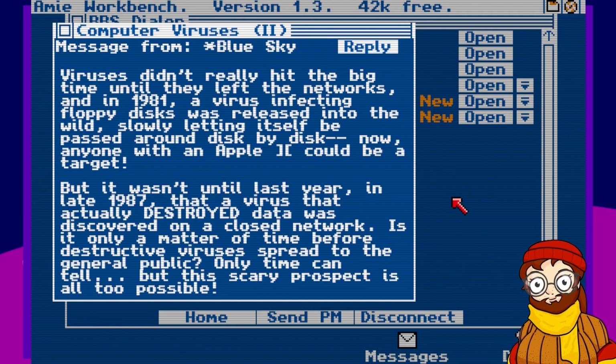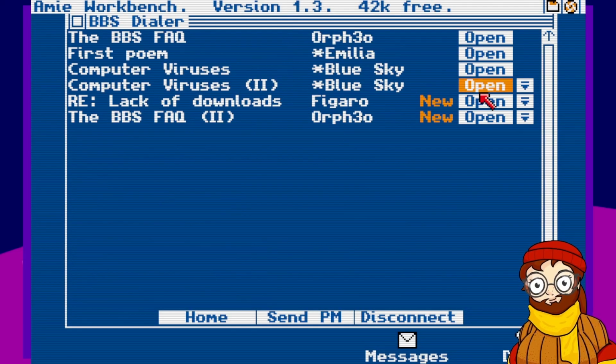Message from Blue Sky. Viruses didn't really hit the big time until they left the networks, and in 1981, a virus infecting floppy disks was released into the wild, slowly letting itself be passed around disk by disk. Now anyone with an Apple II could be a target. But it wasn't until last year in late 1987 that a virus that actually destroyed data was discovered on a closed network. Is it only a matter of time before destructive viruses spread to the general public? Only time can tell, but this scary prospect is all too possible. Download that.